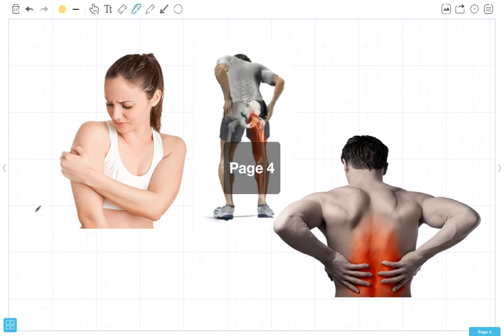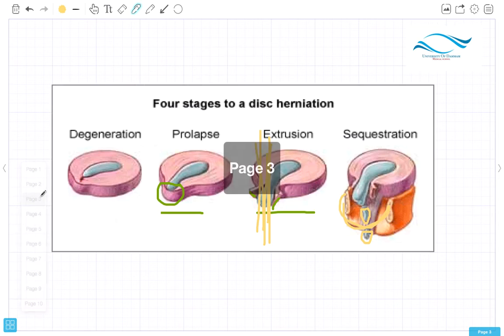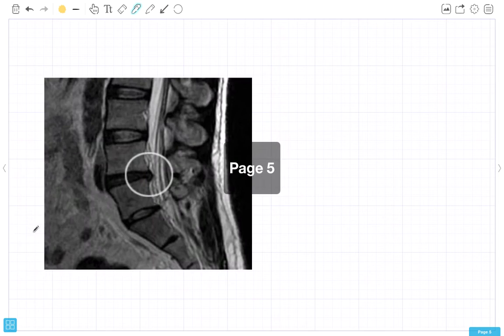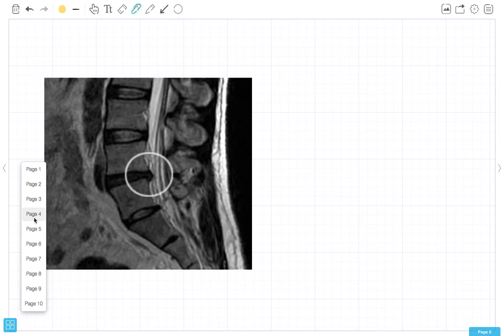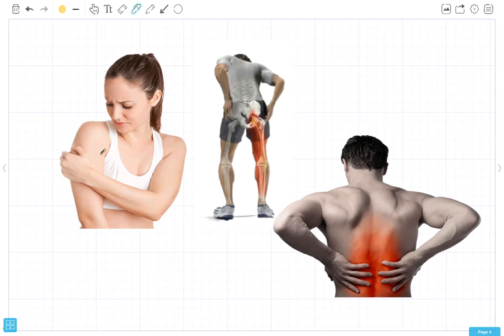Let's move on to the next page, which is the symptoms. As we said on the previous page, we have nerves here, right? So if there is compression, there will be pain. So surely the main symptom will be pain.